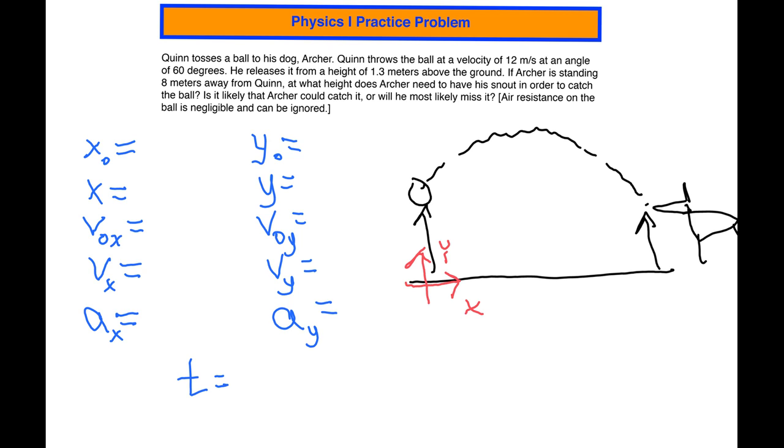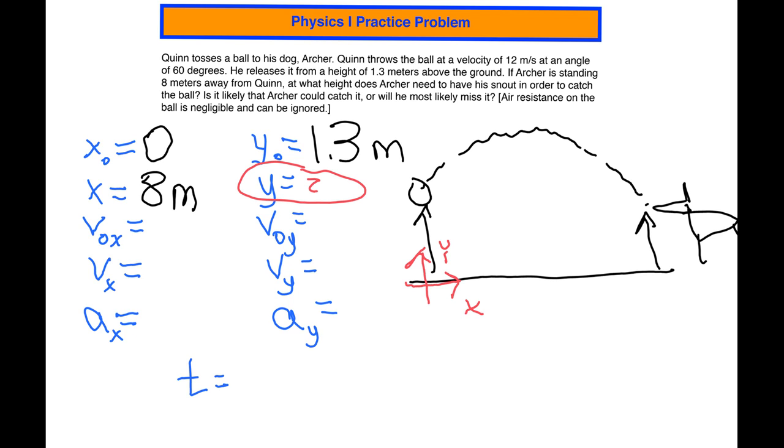We know that the initial point that we start at horizontally, that the ball starts at, is 0 because we decided on the location of our origin. And we also know that its initial starting height is that 1.3 meters. We know that the final X position is going to be 8 meters when the ball reaches the dog. We don't know the final Y position. That's what we're trying to determine. We're trying to determine the height of the ball eventually. So this is what we really want to solve for.